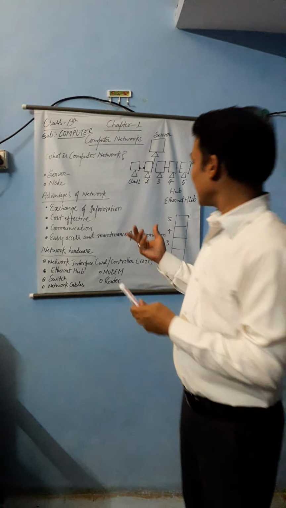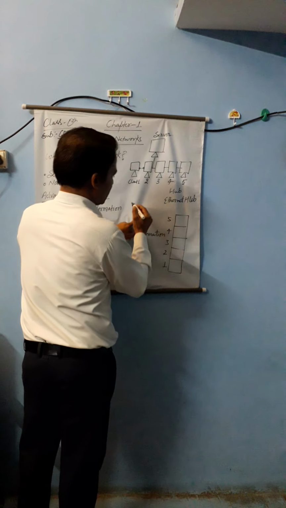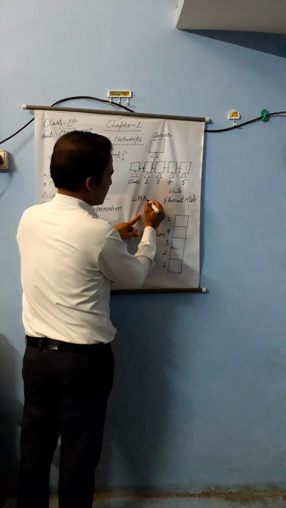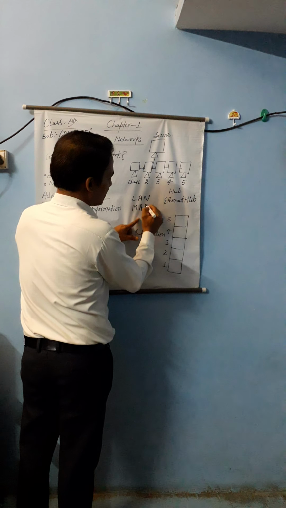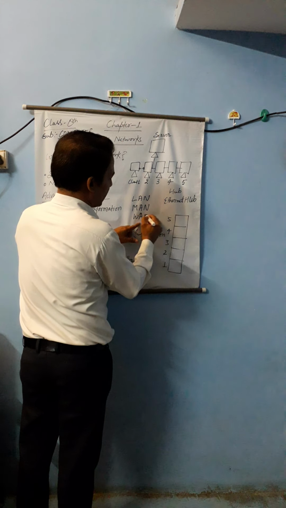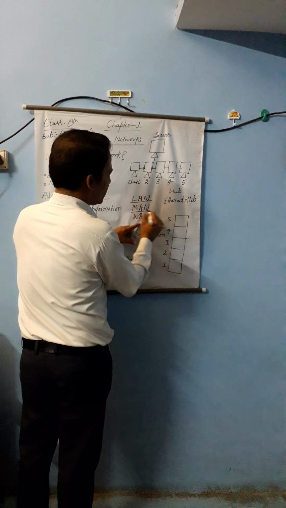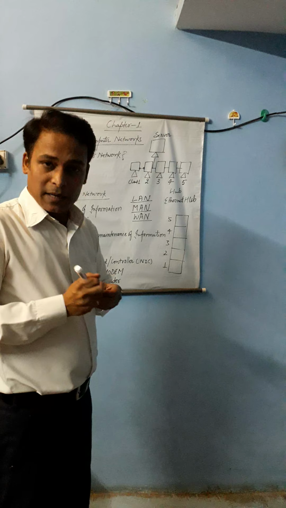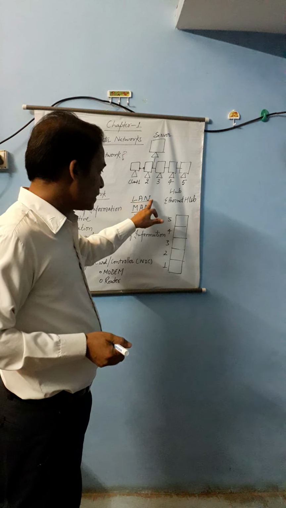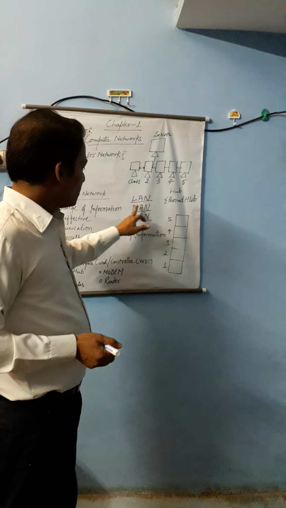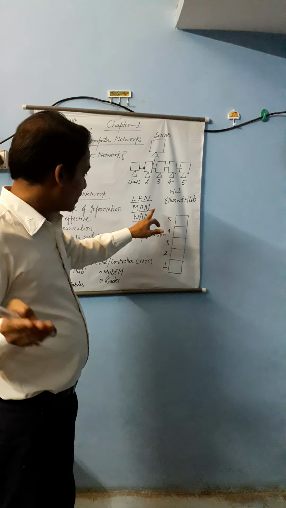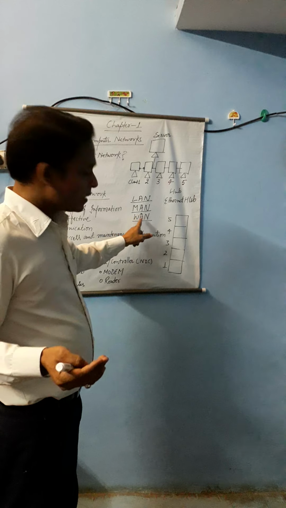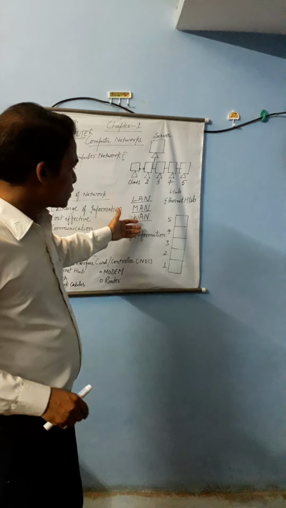If we talk about networks, there can be three types: LAN, MAN, and WAN. Students, I know you know the full forms of these names. LAN is local area network, MAN is metropolitan area network, and WAN is wide area network. So these are the terms of the network.